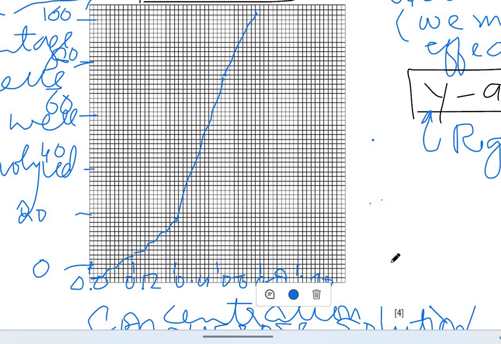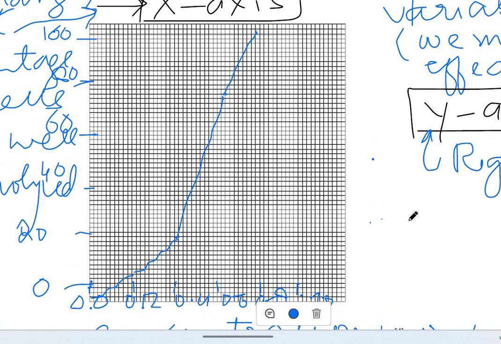So now we have completed the 4 points, and this is the end of our line graph.